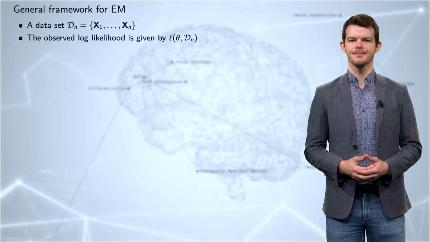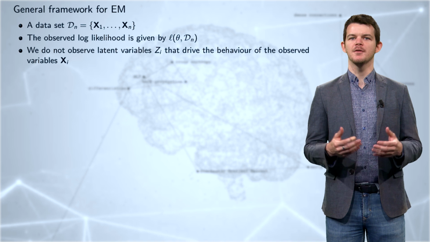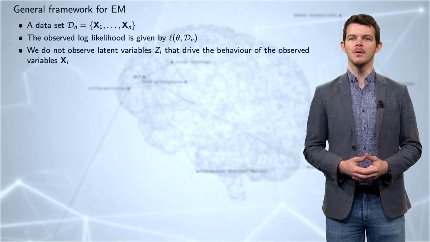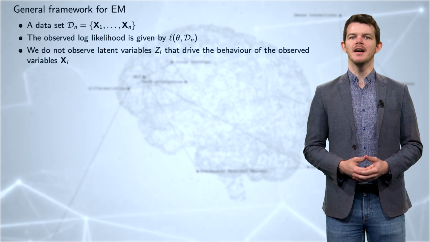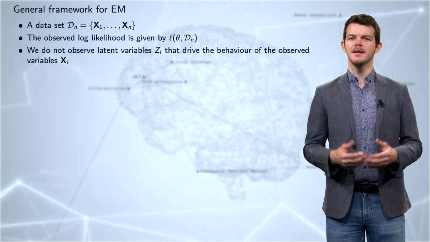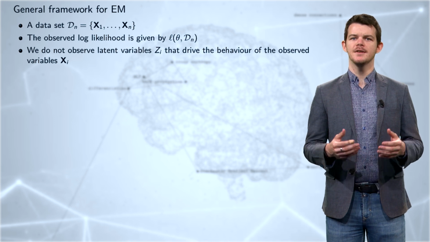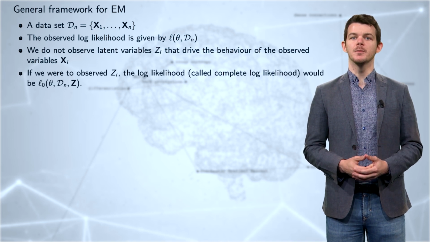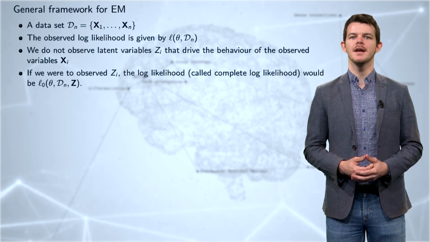the data. We do not observe the latent variable zi that drives the behavior of the observed variable xi. In the previous example, zi was equal to delta i, standing for the Gaussian distribution to which the data belongs. If we assume that the zi are observed, the log likelihood is called the complete log likelihood and depends on the values of zi.